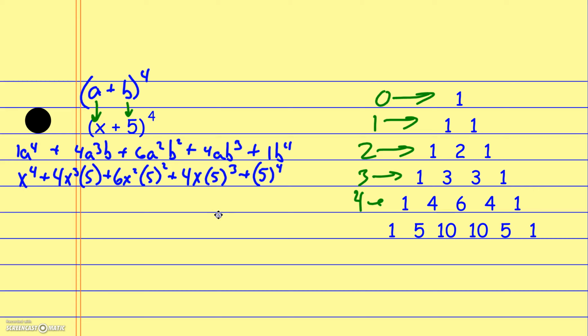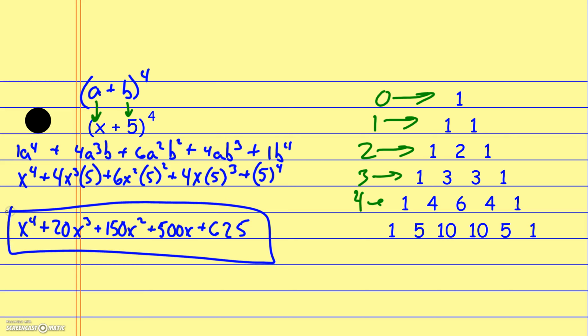And so when I look at the first piece, x to the 4th isn't going to change. It stays an x to the 4th. When I look at this second piece, I basically have 4 times x to the 3rd times 5. Well, I can multiply the 4 and the 5, and that gives me a 20. On the next piece, I have 5 squared, which is 25, and then I can multiply that by the 6, which is going to give me a 150 x squared. On the next one, I have 5 to the 3rd power and then times the 4. So that's 125 times 4, which is 500. And then the last piece, I have 5 to the 4th power, which is 625. Okay? So when I multiply all this out, it's going to give me this.